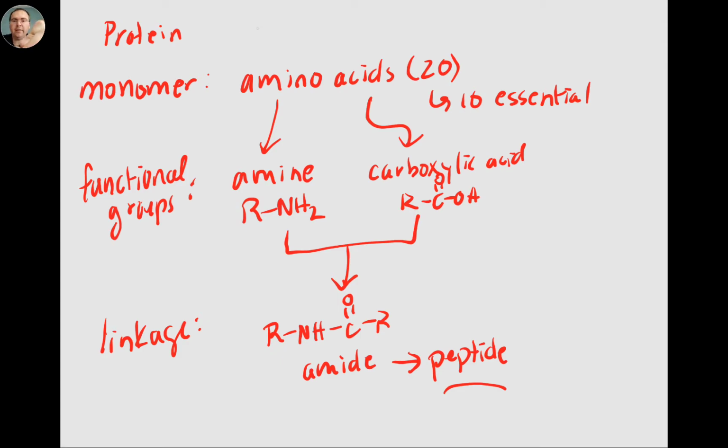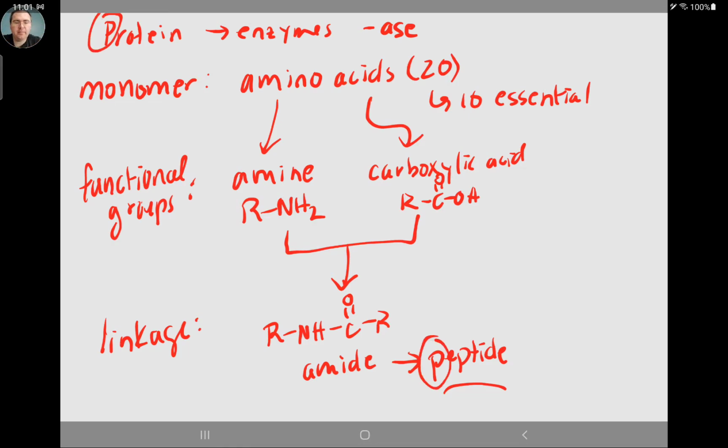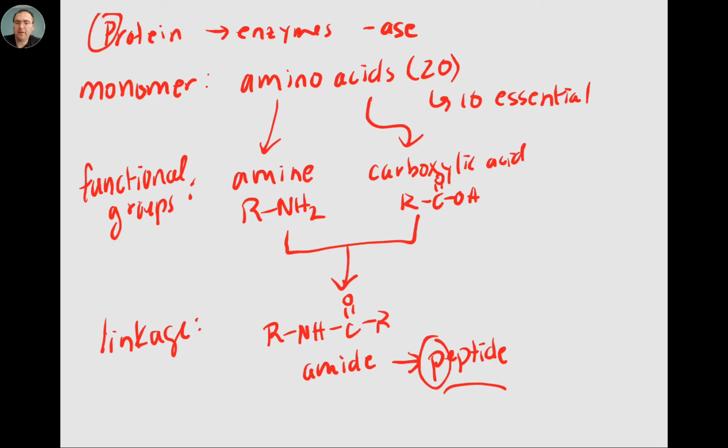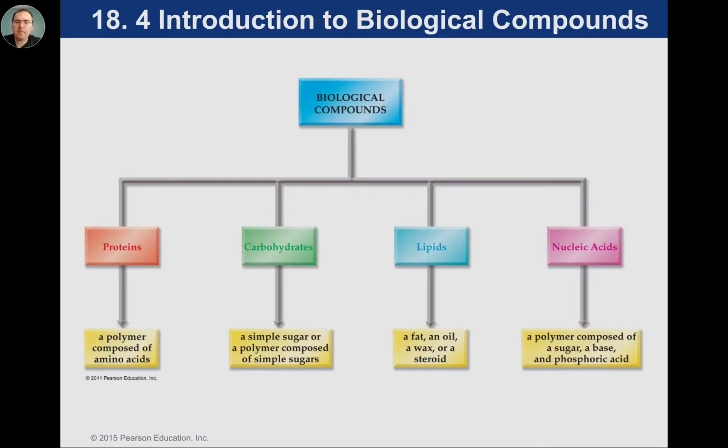It's also important to know that proteins are where we get our enzymes, and those typically end in ASE. So watch out for those. It's also important to know that proteins start with P, and so do peptides start with P. So you'll see that kind of relationship used in this particular chapter. So as we look at proteins, again, those are amino acid based. Let's look at carbohydrates next.